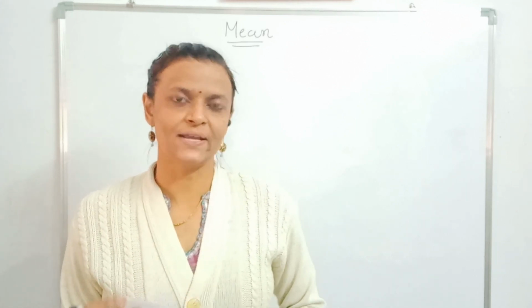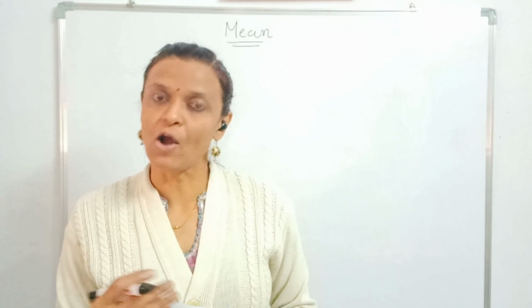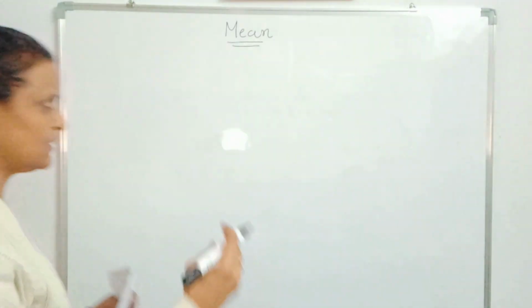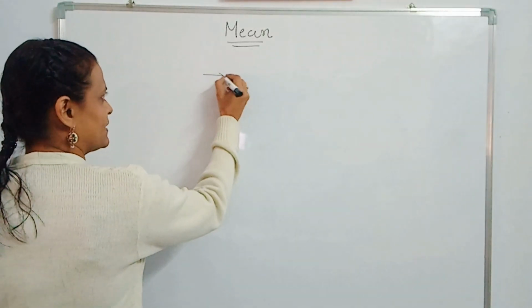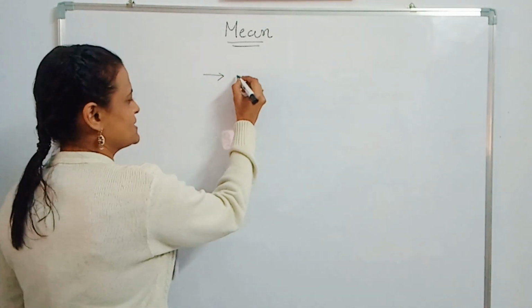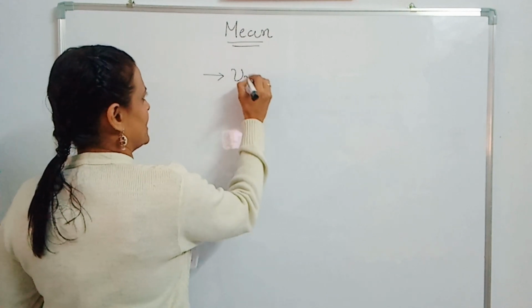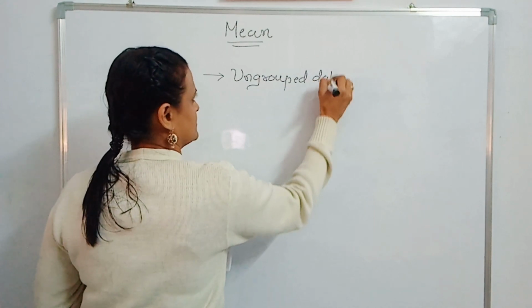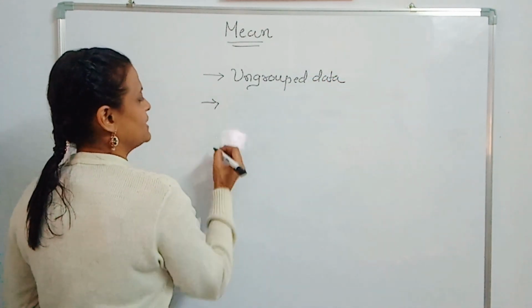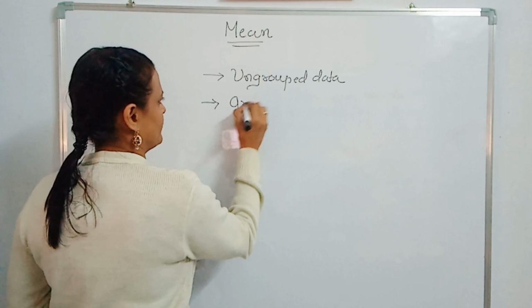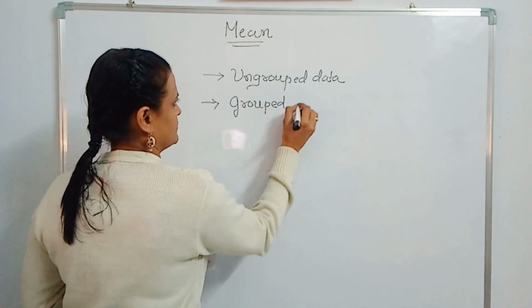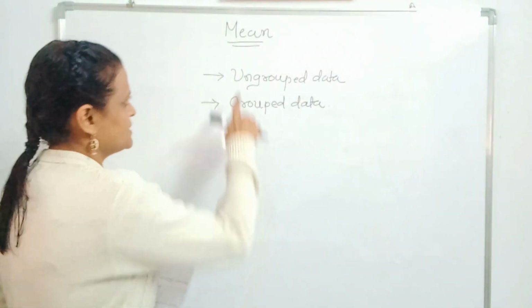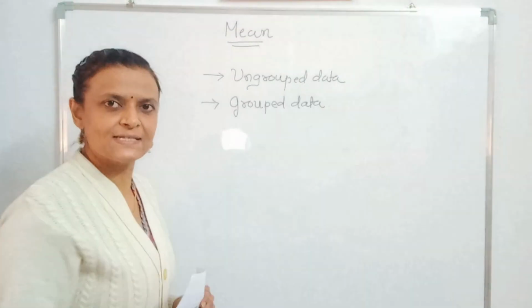Now before we go to the examples, we need to understand in how many ways data can be available. So the data which are available can be divided into two categories. First category is ungrouped data. And second category is grouped data. So let us understand this ungrouped data and grouped data by example.